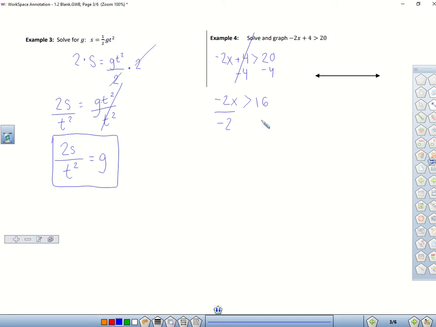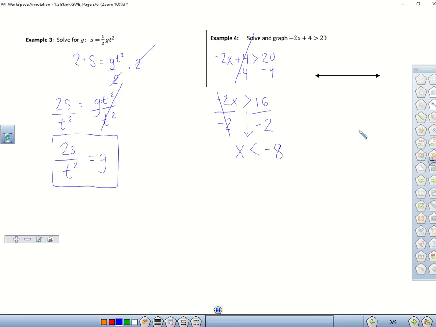Now I'm going to go ahead and divide both sides by the negative 2. Now I don't know if you remember this or not, but when you do divide or multiply by a negative across an inequality, you need to flip the inequality. So I'm going to flip my inequality because I'm dividing or multiplying by a negative. That's going to give me negative 8. So we know that x is less than negative 8.